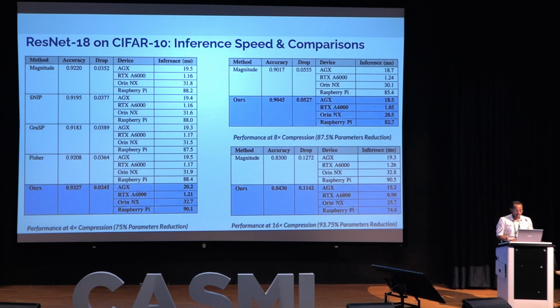Regarding its inference speed and comparison, magnitude pruning started with a 92.2% accuracy, and we have maintained a 93.27% accuracy. At 8 times compression, magnitude pruning drops to 90.2, while our method stays up at 90.45. Similarly, on the Jetson AGX and Raspberry Pi, baseline is at 20.9, while at 16 times it drops to 18.2, and on the Raspberry Pi at 16 times it still maintains 17.4 seconds.